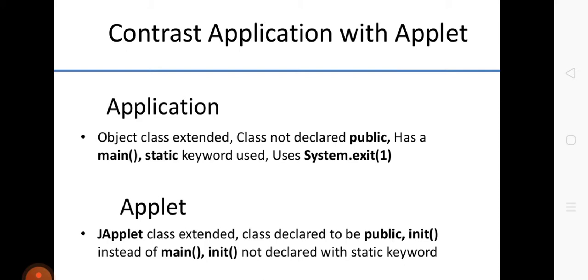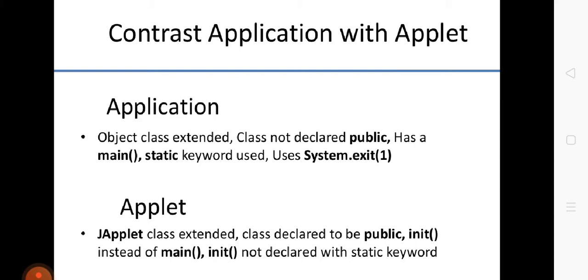So every application that we will write in Java will be extended. It will be a subclass of the Java superclass that is known as the Object class, and it will have a main method with the static keyword. Okay. Now what about the applet? An applet will be extended by the JApplet class. For an applet, the parent class will always be JApplet.